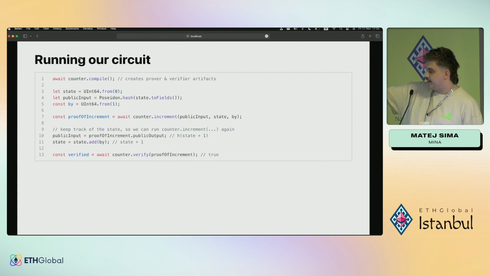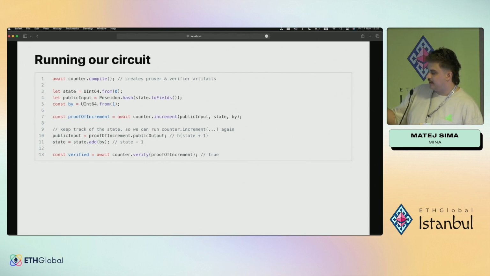Then we define some state variables that we will feed into the increment method. And at line number 7, we actually run the increment method of the circuit. This is another expensive part because you actually have to mathematically compute the proof behind all of the operations that you are trying to do. So you can expect another tens of seconds to actually generate the proof. Then we get a result, which is our proof of increment.